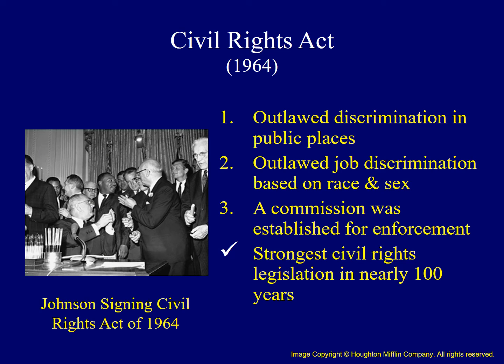First of all, this outlawed discrimination in all public places, bringing an abrupt end to Jim Crow and segregation laws throughout the nation. Secondly, it outlawed job discrimination based on race and sex. Third, a commission was established to enforce this act, so not only were strong provisions put in place, but there was enforcement power as well. In many ways, this was the strongest civil rights legislation passed in about 100 years.